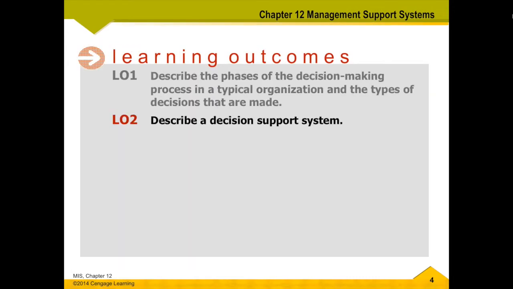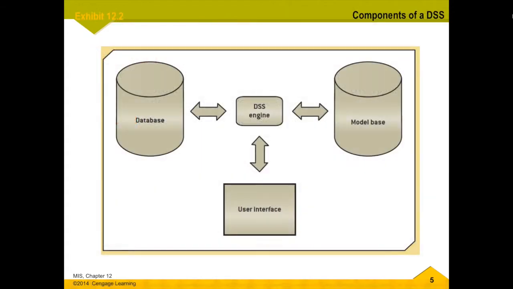Okay, the second learning outcome is you need to be able to describe a decision support system. Generally speaking, we have these 4 components. There's a user interface by which the manager is going to be working with the decision support system. You have the decision support engine. What the DSS engine will do is take data from a database, and it will take models from a model base and load the data into those models to help come to some kind of a decision.